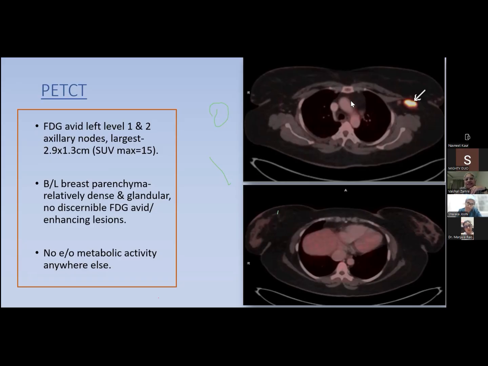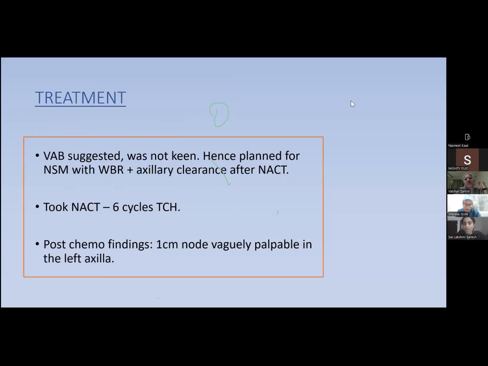Right. So how did she respond to chemo? What was her response to chemo? She did respond, ma'am. She received 6 cycles of TCH, and post chemo, the nodal size had come down. It was a 1 centimeter vaguely palpable node in the left axilla.